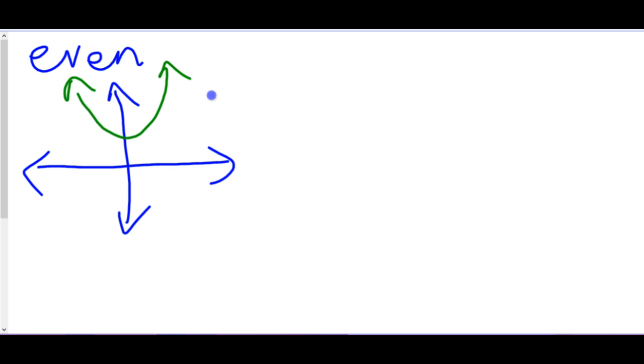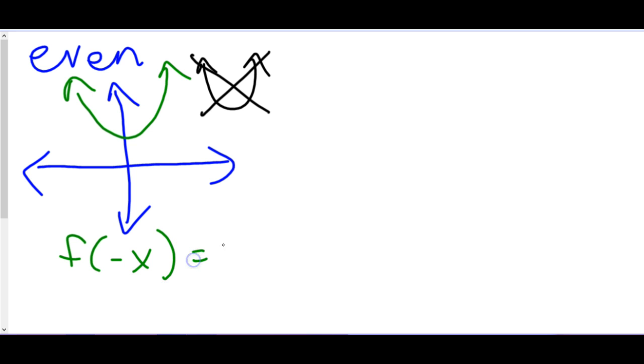Now, if it was off the y-axis, yes, I can fold the black one in half, but not across the y-axis. So this one is not even. So we can find it graphically pretty easy. Just look at it and say, would it fold in half? If we had to do it algebraically, you're going to have to plug in negative x into the function. If you plug in negative x, and when you simplify everything, it comes out with what you had originally, it's even.